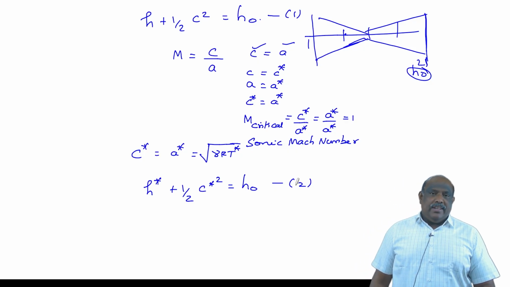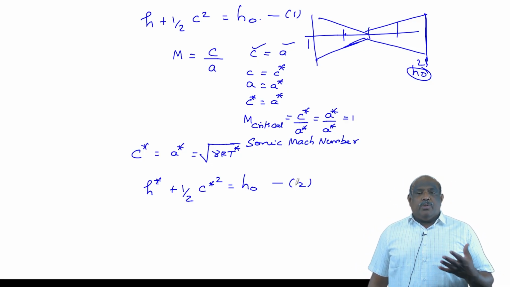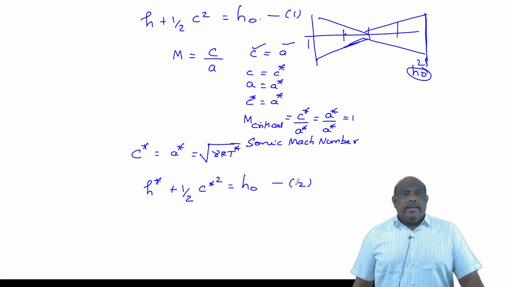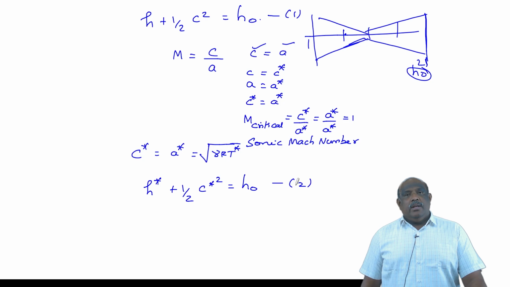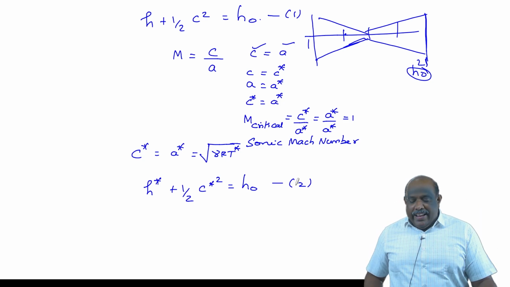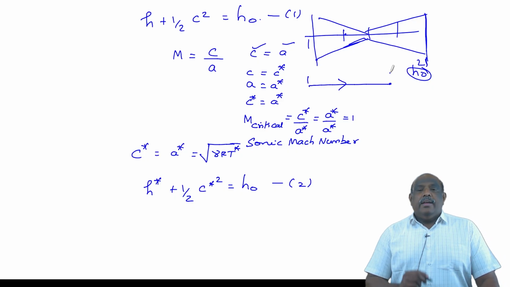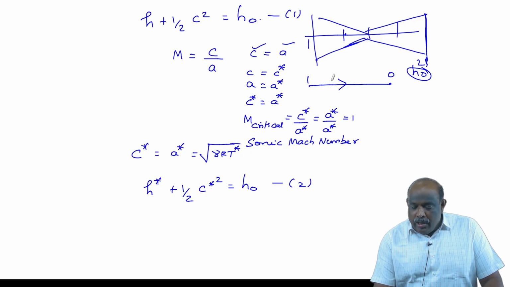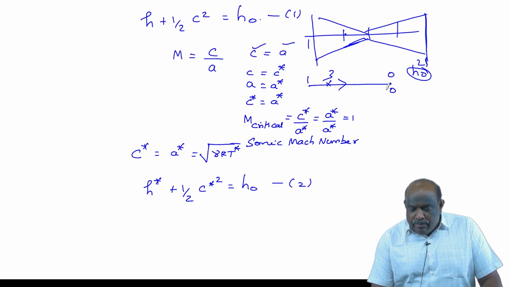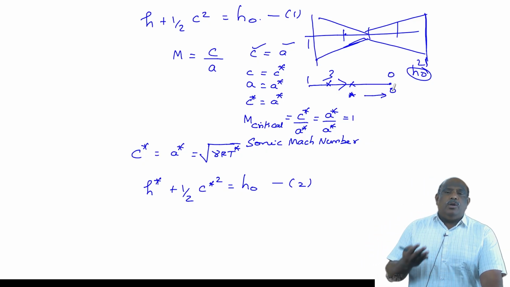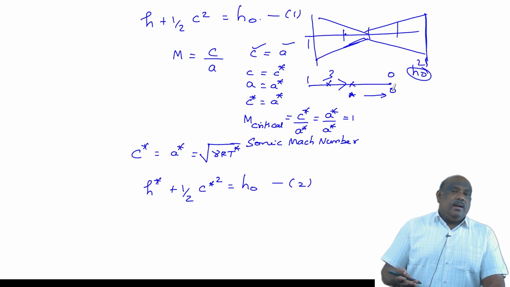Can I write equation number 1 as equation number 2? Students, I will repeat the question. Can I write equation number 1 as H star plus half C star squared equal to H naught? You are right, you can write. Why? Because from 1 the flow is brought to rest, and from here also I can bring it to rest. So star is some location somewhere here, which is also brought to rest. So the initial condition can be either 1 or 2 or 3 or even star.